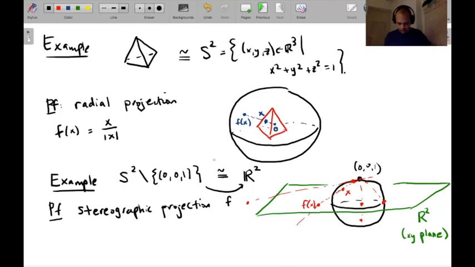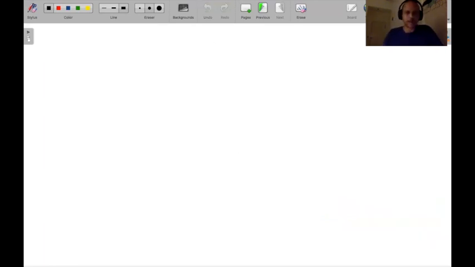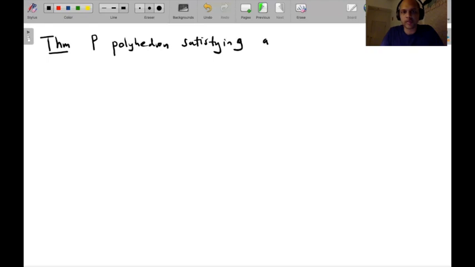another example related to Euler's theorem, and this, I guess, is the last example. I'm going to state it as a theorem. So let P be a polyhedron satisfying the assumptions of Euler's theorem.